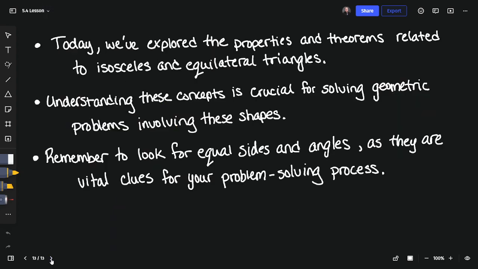So today we have explored the properties and theorems related to isosceles and equilateral triangles. Understanding these concepts is crucial for solving geometric problems involving these shapes. Remember to look for equal sides and angles, as they are vital clues for your problem-solving processes. Keep practicing, and you'll become proficient in identifying and utilizing the properties of isosceles and equilateral triangles to solve complex problems. See you next time.